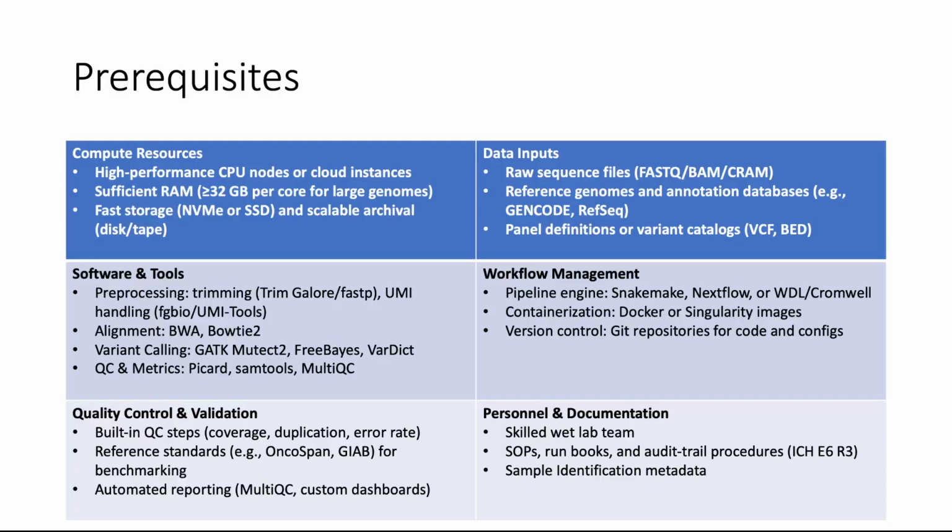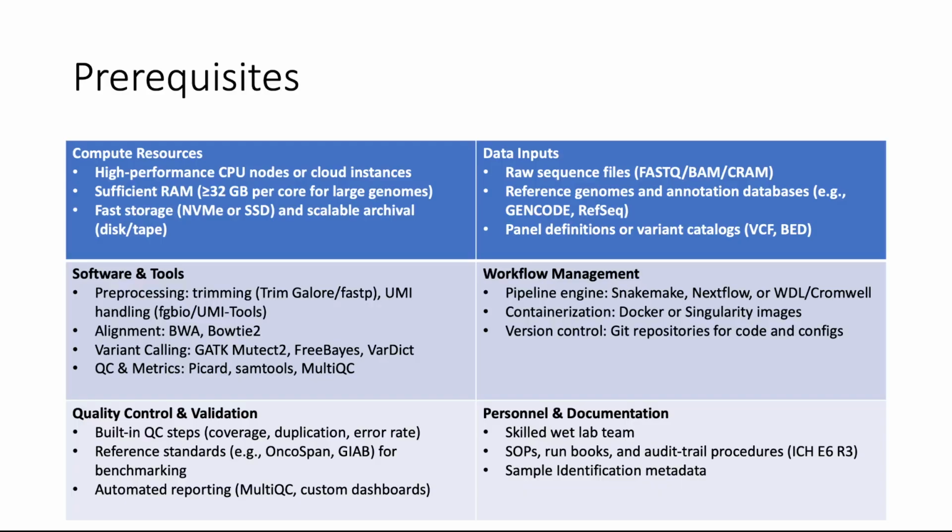As a data input, we will work with raw sequence files, FASTQ files, and we will have to use a reference genome for alignment, and how our reads correspond with this genome will be necessary for us for this process. Also, as we are using a target panel, we will need to have these panel definitions. They should be structured in a BED file.